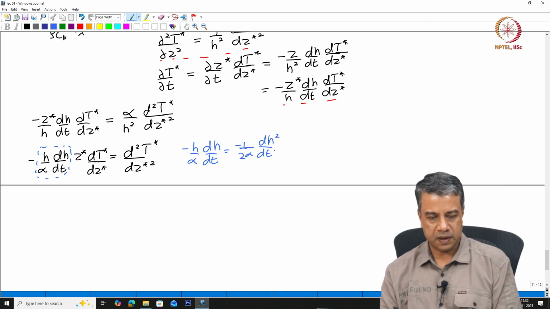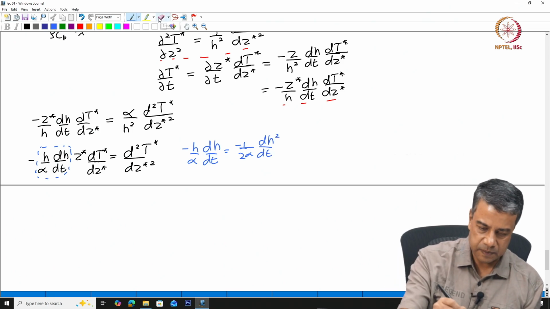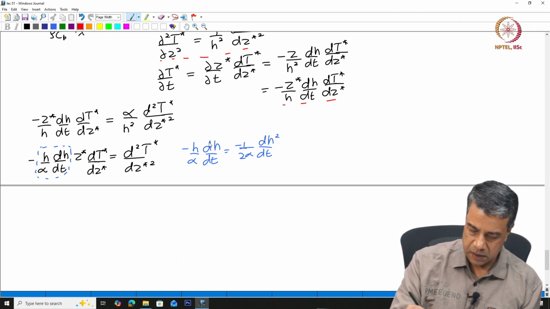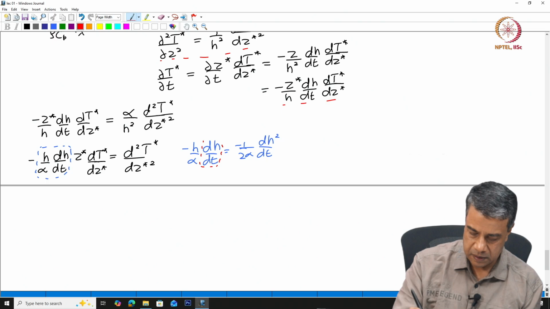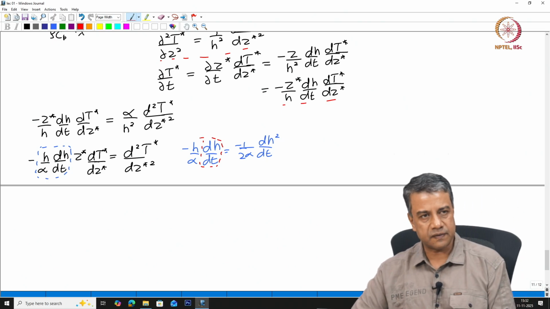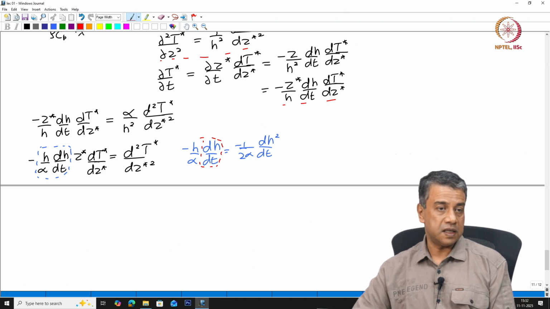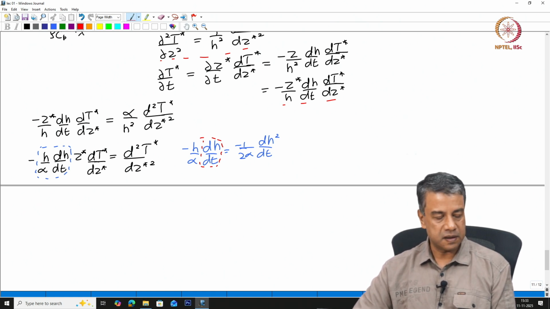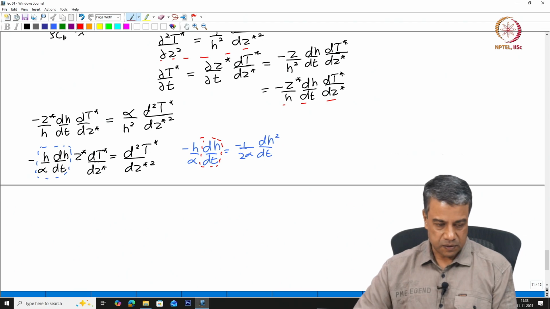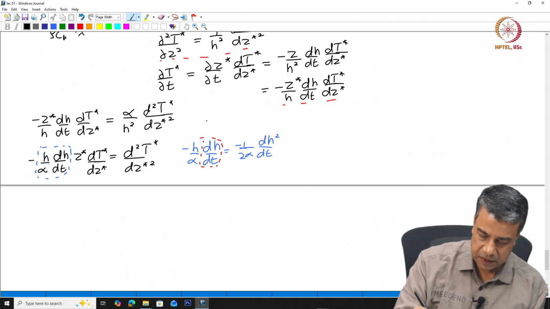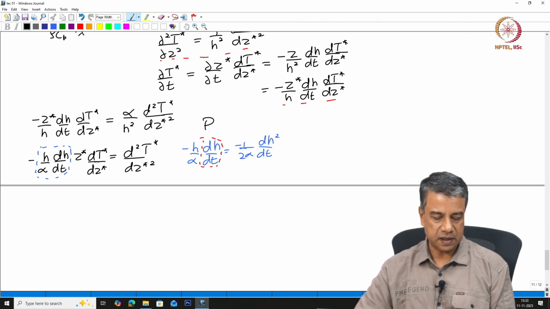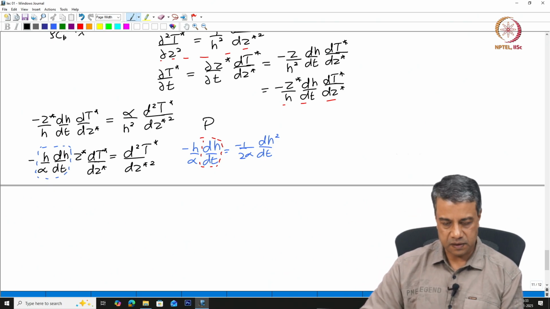You can write it either way, but if you look at this term, this is like a velocity of the interface. h is the length scale, the characteristic length of the material that is molten, and alpha is the diffusion coefficient. So, this is similar to a Peclet number based upon the velocity of the interface.